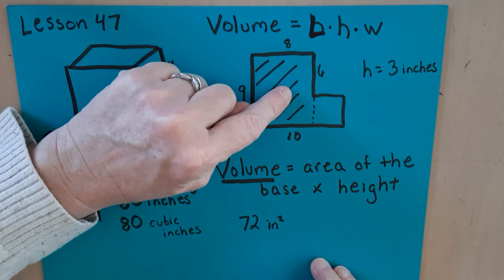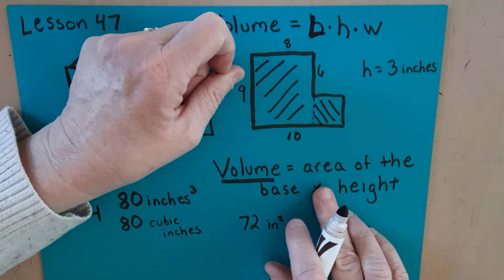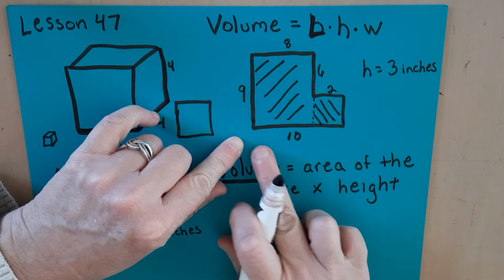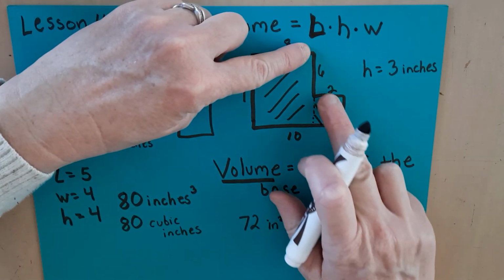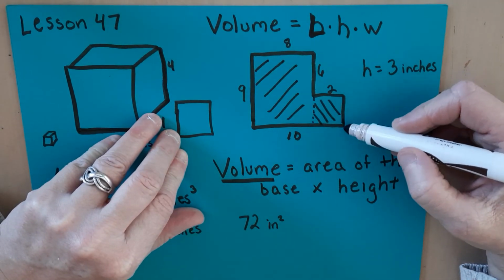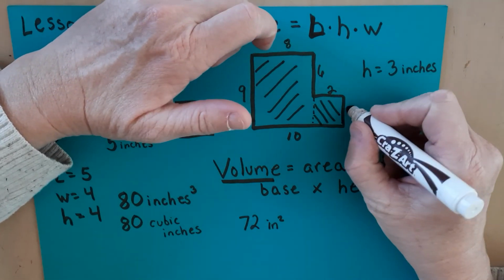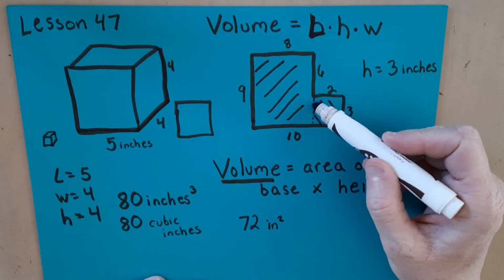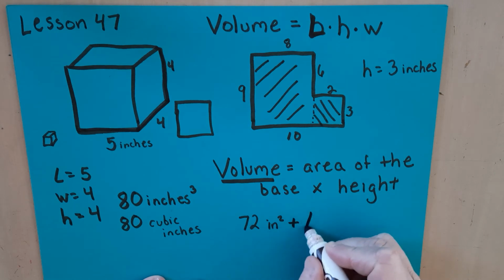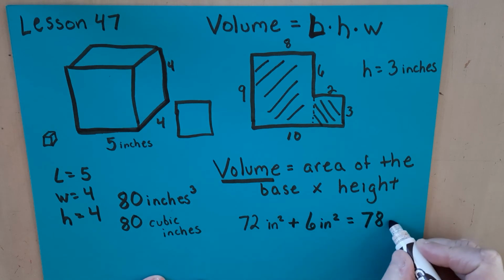But that's not the only part of the base. We also need to find this little section right here. This little square, the length of this would be 2. And we find 2 by saying 10 minus 8 equals 2. Then we need to know the length of this right here. The length of that would be 9 take away 6, so that would be 3. So the area of this little section right here would be 2 times 3, which would be 6. So we're going to add 6 square inches, which gives us 78 square inches for the area.